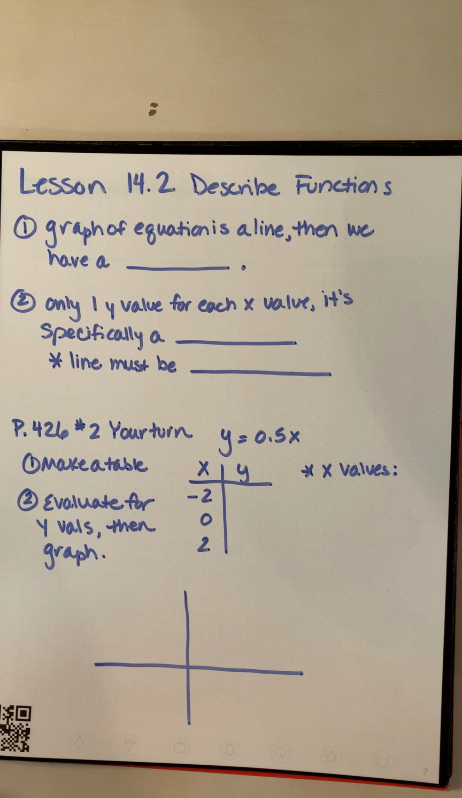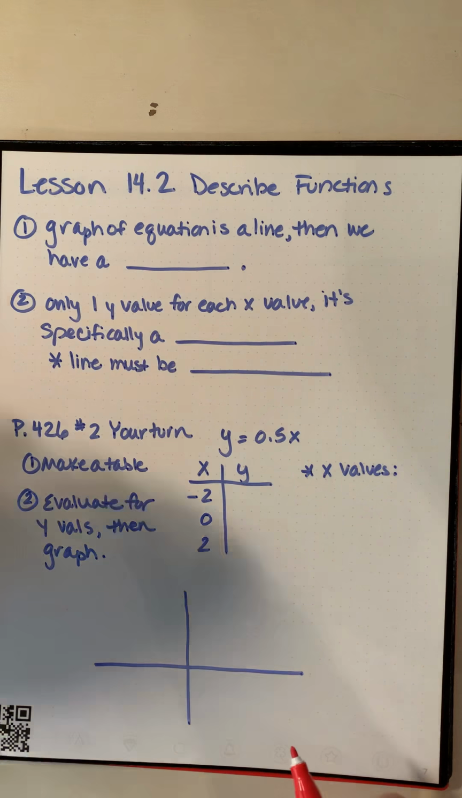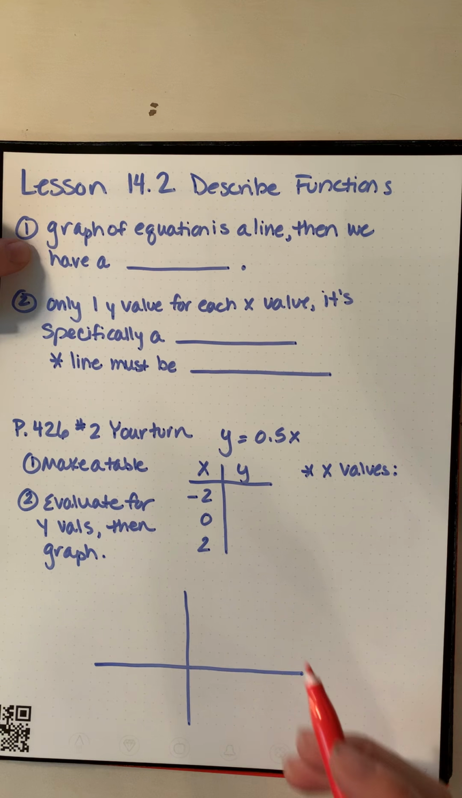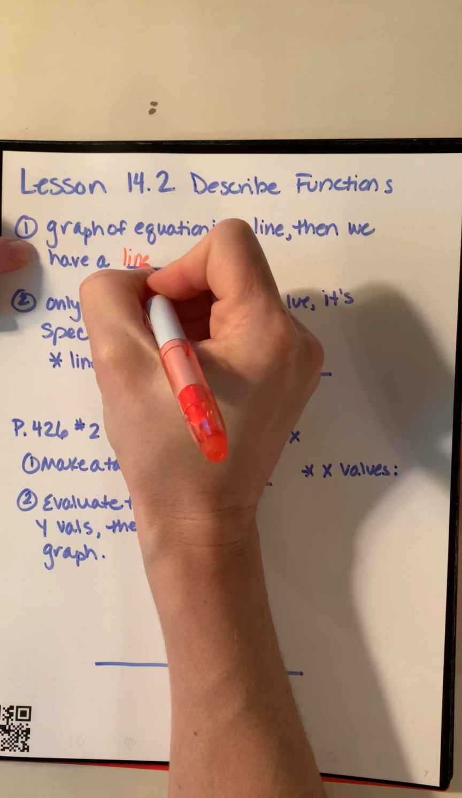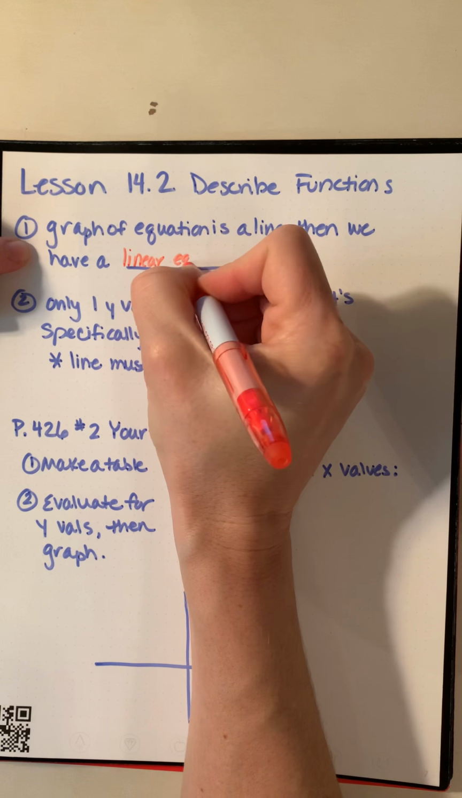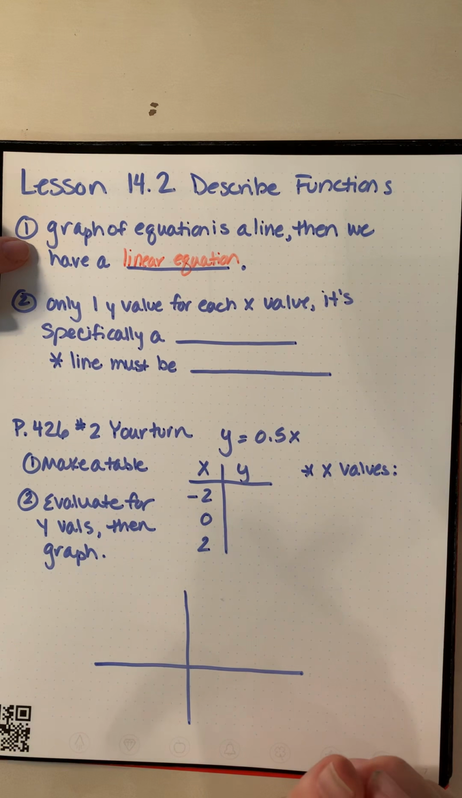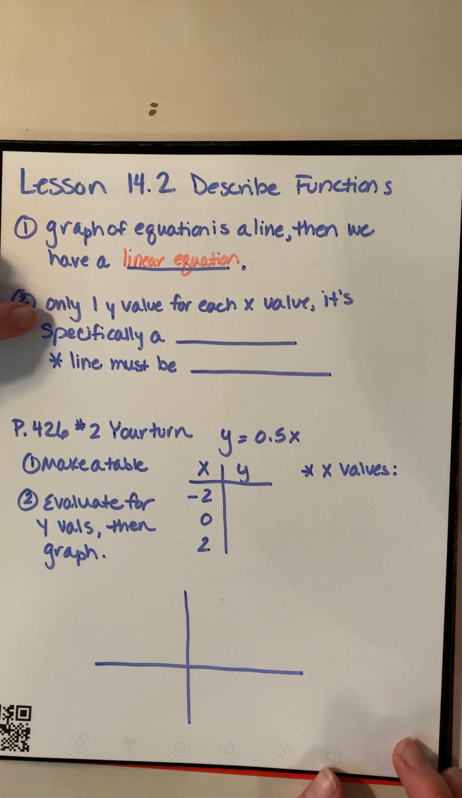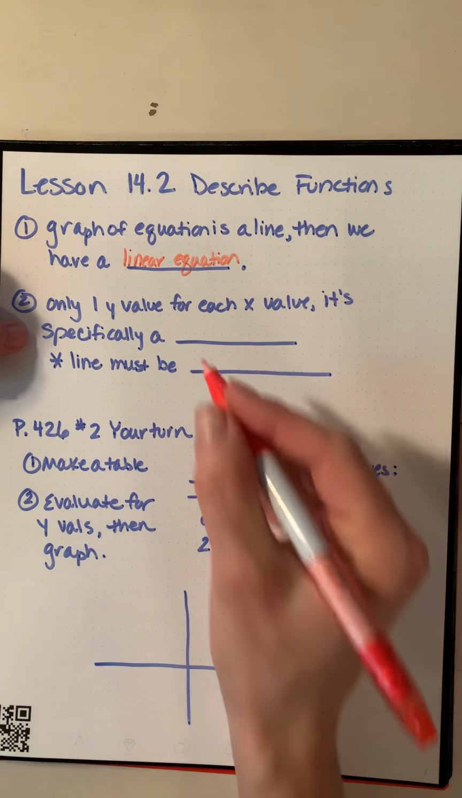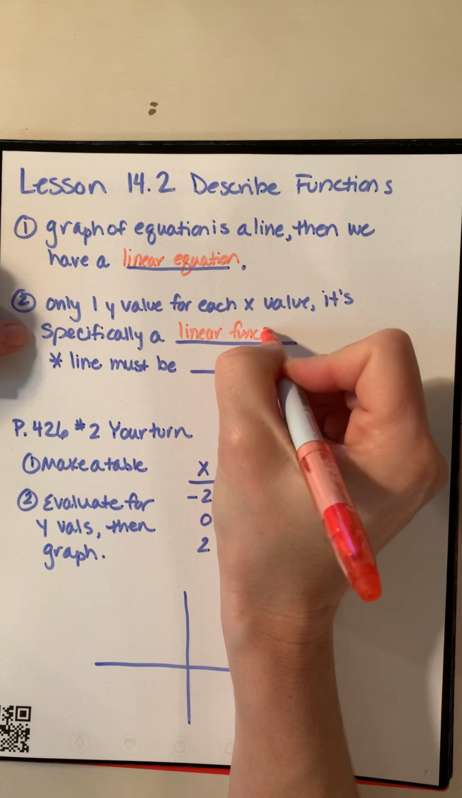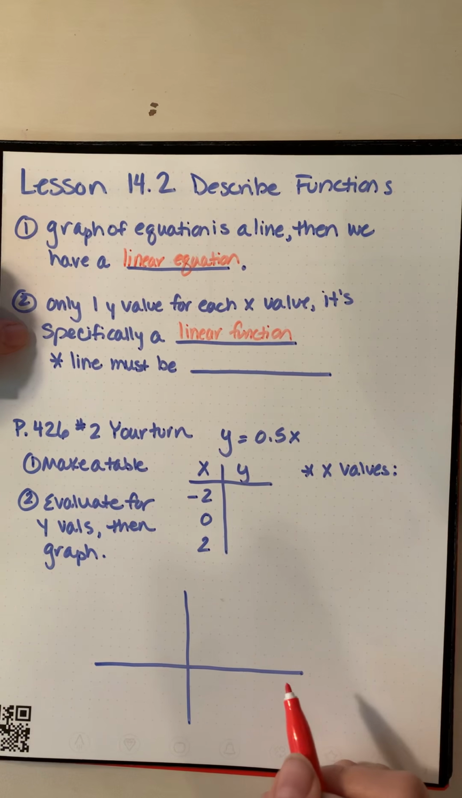So a couple of baseline things to start with. Let's remember that if the graph of an equation is a line, then we have a linear equation. That's a summary statement from what we've been talking about over the course of the last week or so. When there's only one y value for each x value, then we learned yesterday that that specifically is a linear function when it also forms a line.